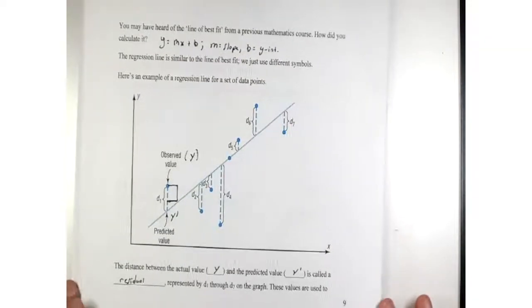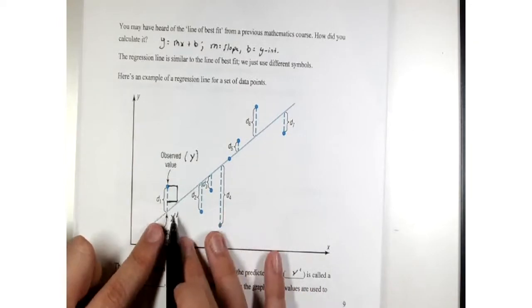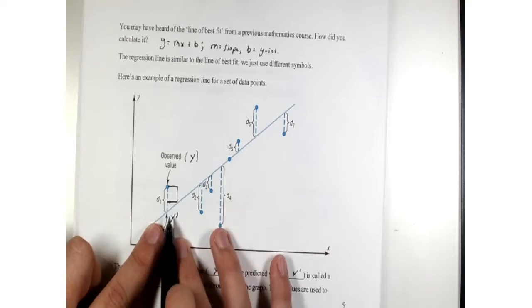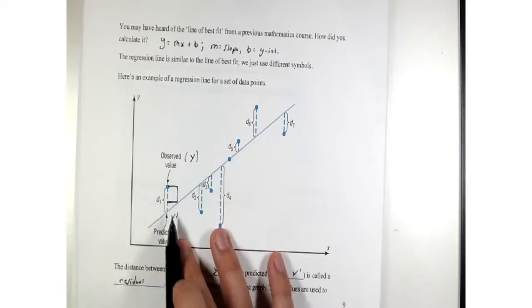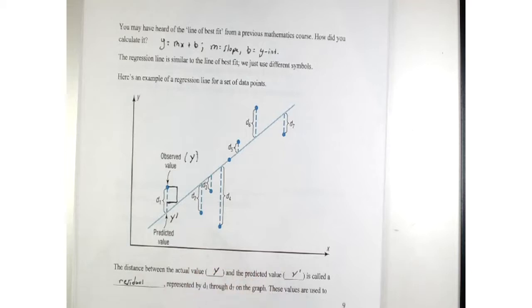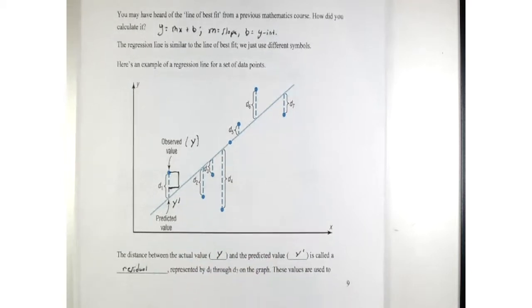So, that is represented by D1 through D7 on the graph above. So we have observed values, and then we have the predicted values, and the corresponding distance between the two is the corresponding residual for that point. So does that make sense? Okay. So these values are used to determine the line that best describes the linear relationship between the two variables.